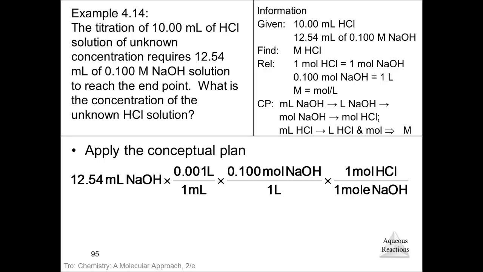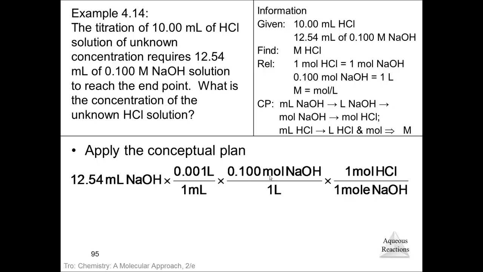So the first one, again, we're given the volume of sodium hydroxide we needed to titrate with. We're going to convert that into liters, divide by 1,000 or multiply by 1,000th. Should be 0.01254 liters of solution. We multiply that by the molarity. So in this case, liters cancels out. We'll be left with moles of sodium hydroxide. Should be 0.001254 moles of sodium hydroxide.